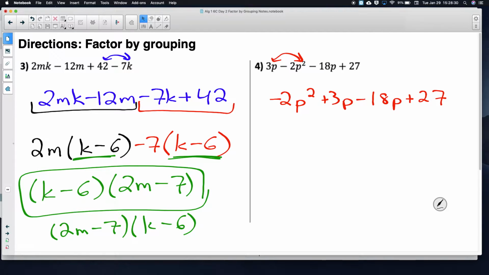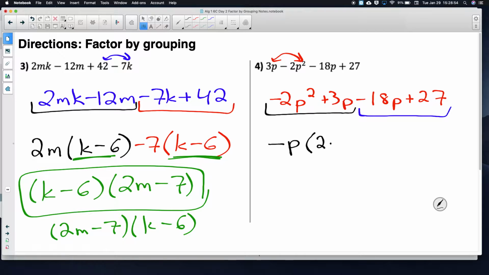Notice you have 4 terms. I want you to group together and then factor by grouping. So I've got negative 2p squared plus 3p. Well, I want to factor out the GCF right there, which is going to be negative p. And I'm left with 2p minus 3. And then negative 18p plus 27, I want to factor out negative 9. And I'm left with 2p minus 3.